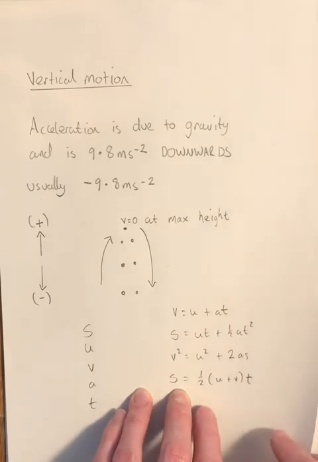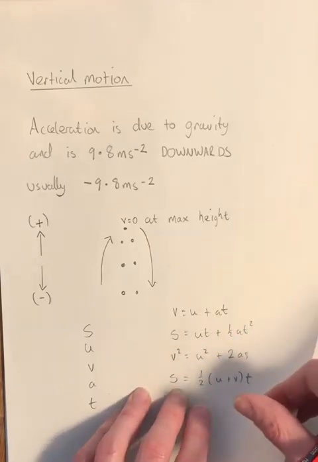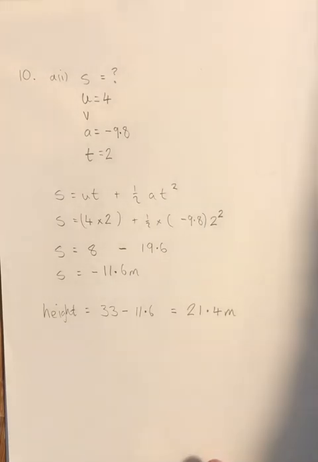So tutorial question 10 is where the ball's thrown vertically upwards from the edge of a cliff, as shown in the diagram, and it's thrown upwards at 4 metres per second. So have a wee look at question 10 in your tutorials, and this is the solution here.